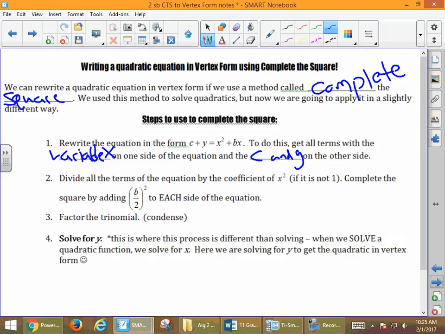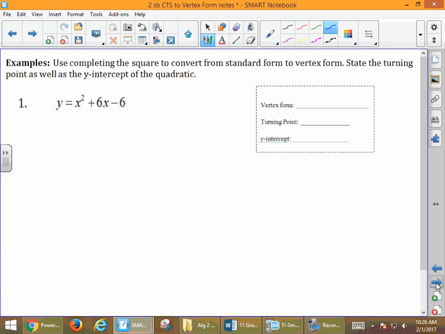And then rather than solving for x like we would in completing the square for our quadratic roots, we're going to solve for y. When we solve for y, we end up with the vertex form of our equation rather than just x equals a root. That's a little bit different, but it's not too hard, and I think you'll be fine because you were really good at completing the square. So let's try this out.